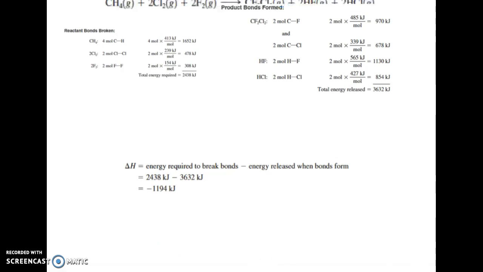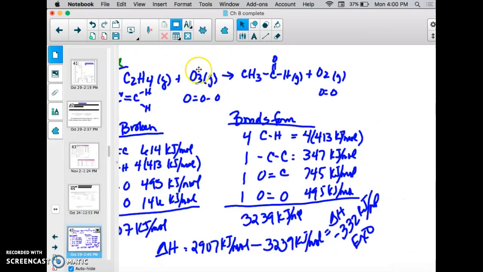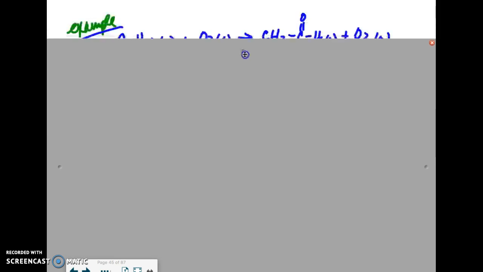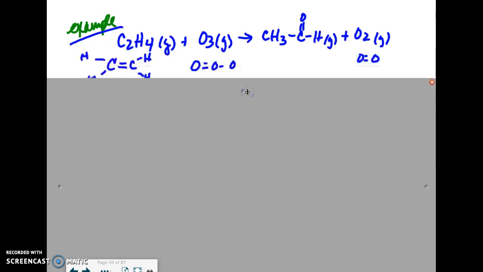All right, another example would be something like this problem here. I'm going to put a shade on this so it's not quite so daunting the first time we're looking at it. So here we go, we've shaded this up, and we're going to take a look at this equation. This would be ethene, C2H4, plus ozone, making CH3, C double bond oxygen, H, plus O2.